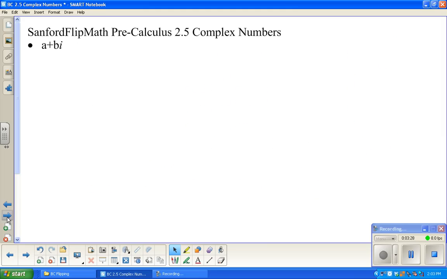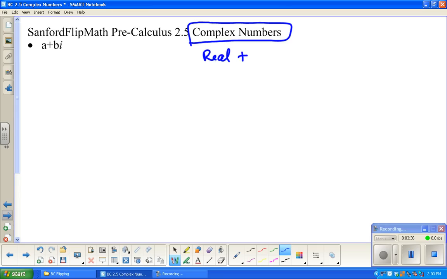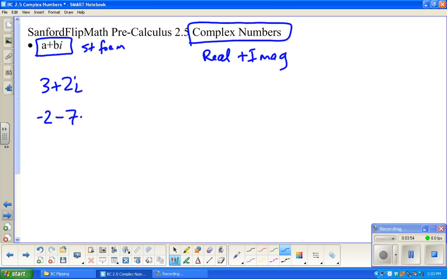Along with that are what are called complex numbers. Well, a complex number is any number that is a combination of a real number plus an imaginary number. Typically, those get written in this form. This is standard form for a complex number. So a number like 3 plus 2i is a complex number. Negative 2 minus 7i is a complex number. 0 minus 7i is a complex number, but normally people would just write that negative 7i. Similarly, 5 plus 0i would just be 5.